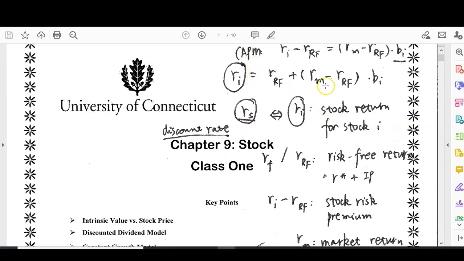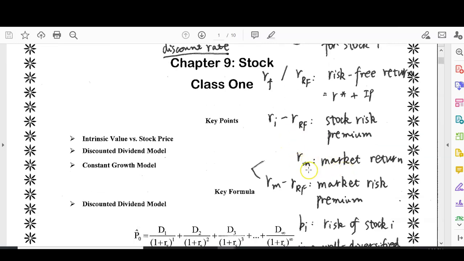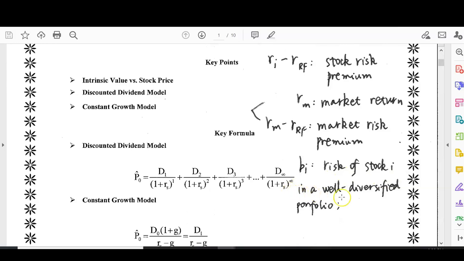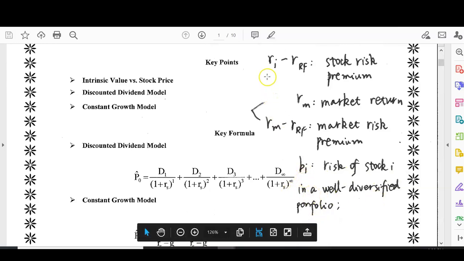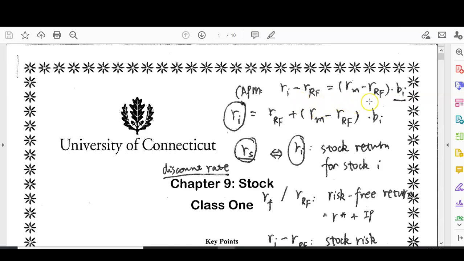Okay, and for getting this RI, we need to know the risk-free rate, RRF, or we can use RF to denote this measure, and it equals R star, the real risk-free rate, plus IP, inflation premium. Okay, and we also know that stock risk premium equals RI minus RRF. Market return is RM. Market risk premium is RM minus RRF. Okay, and beta is the risk of a stock i in a well-diversified portfolio. So we set the stock risk premium, RI minus RRF, equal to the market risk premium multiplied by beta. Okay, this is how we get CAPM. The stock risk premium equals market risk premium multiplied by beta.